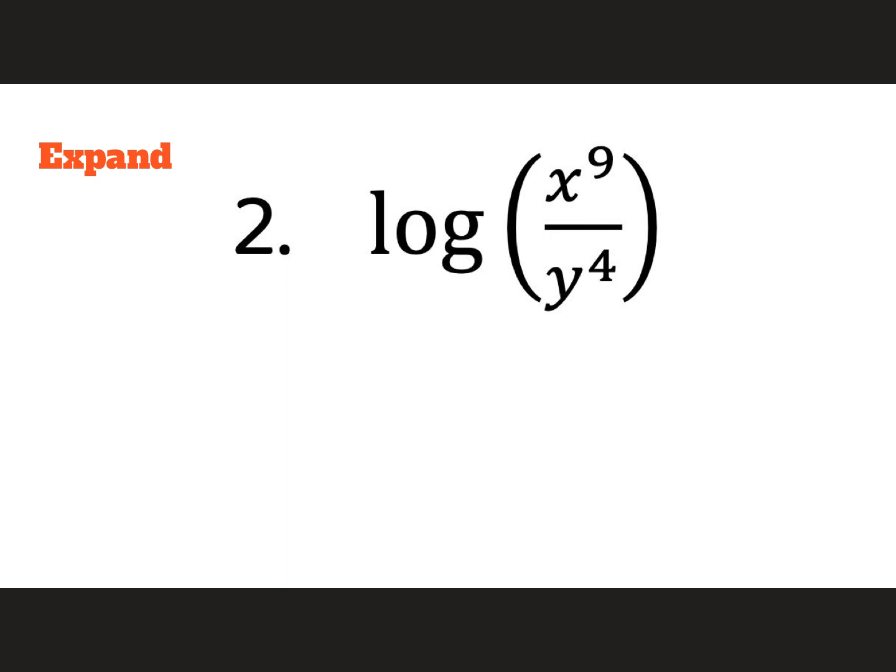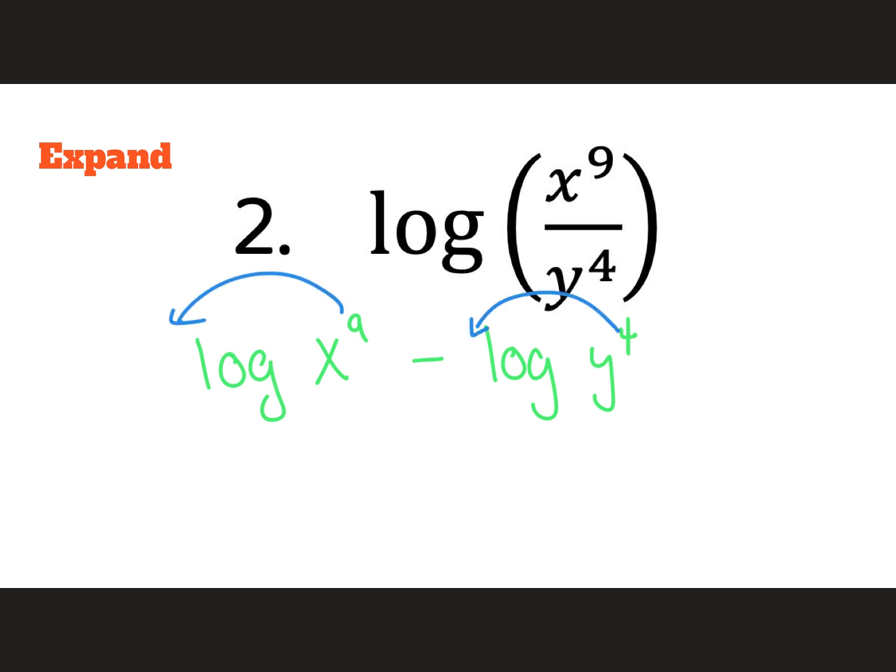In number 2, log of x to the 9th divided by y to the 4th. So the base on this is 10. This would be your common log. So first I'm going to handle this division and split this into log of x to the 9th minus log of y to the 4th. And now I can use the power rule on both of these and bring the exponent out to the front to make it a multiplication relationship. 9 times log of x minus 4 times log of y.